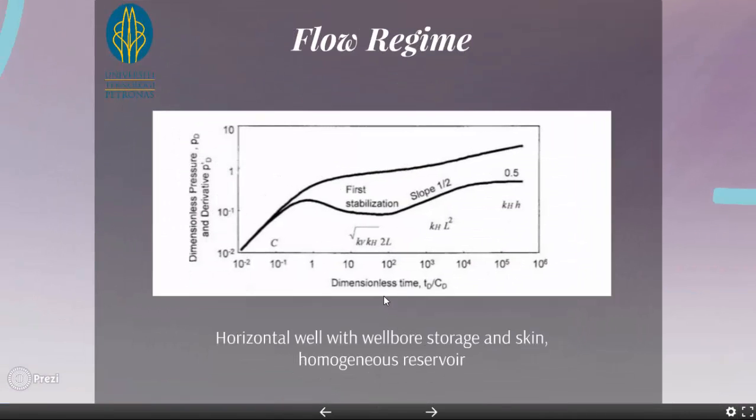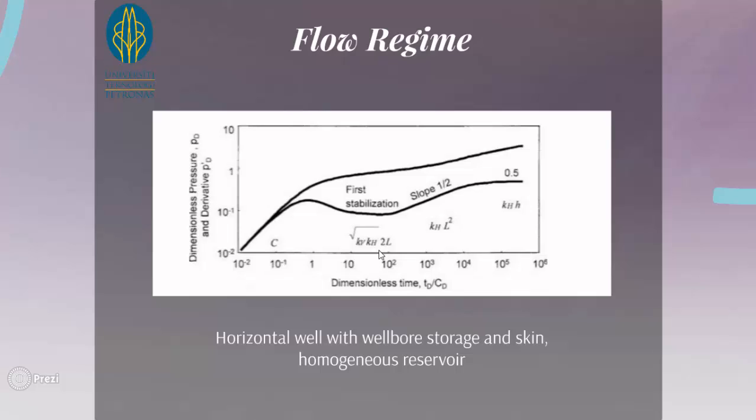The first regime is radial flow in a vertical plane. On a log-log derivative plot, the well bore storage hump is followed by a first stabilization. During this radial flow regime, the permeability thickness product is the square root of vertical permeability times horizontal permeability, times 2L. This equation is defined with the average permeability in the vertical plane and the well effective length 2L.